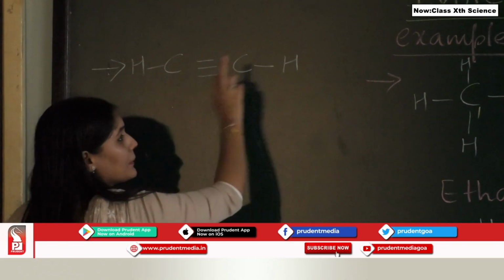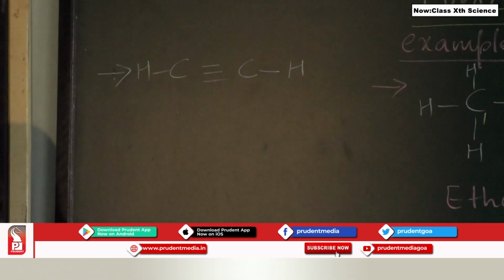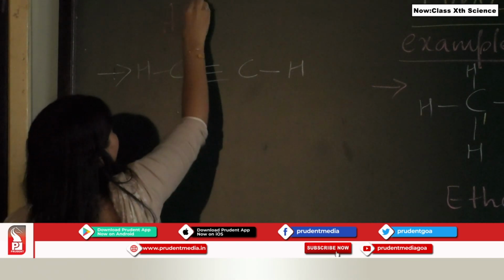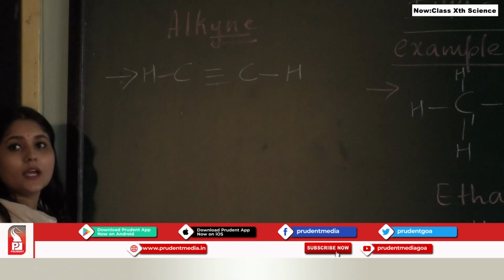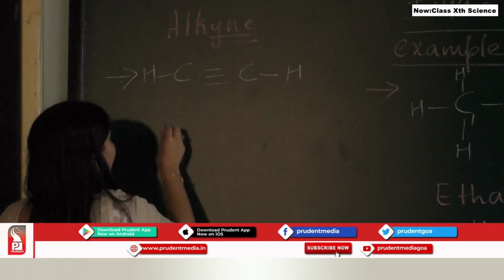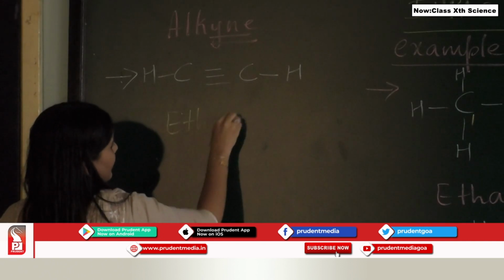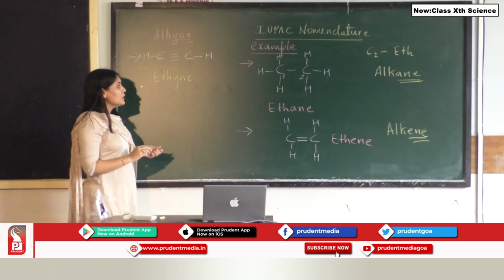Since there are 2 carbon atoms, again the word root is going to be eth. But this time there is a triple bond. Now since there is a triple bond between them, we know it is an alkyne, and the suffix that we are going to use is going to be ine. So in this case the name of the compound is going to be ethyne. Okay. This is a very simple example for you to understand.